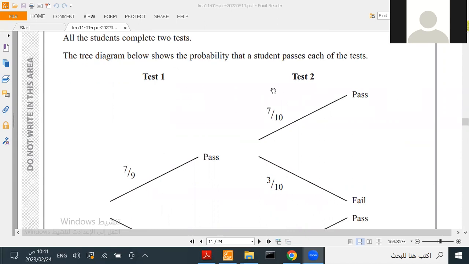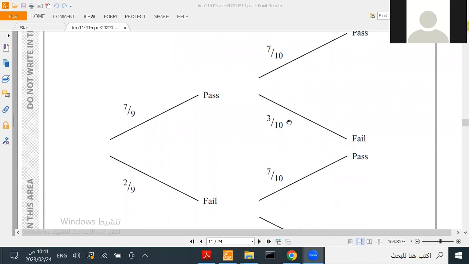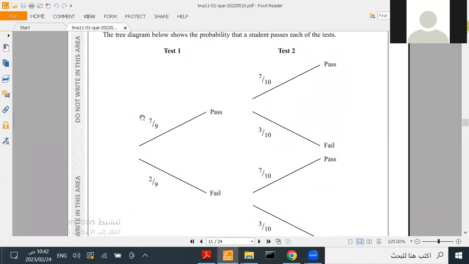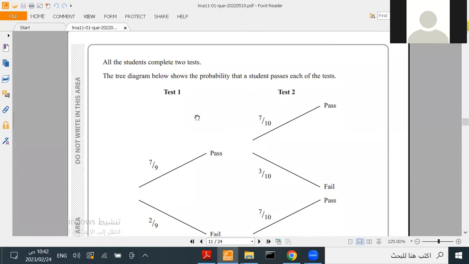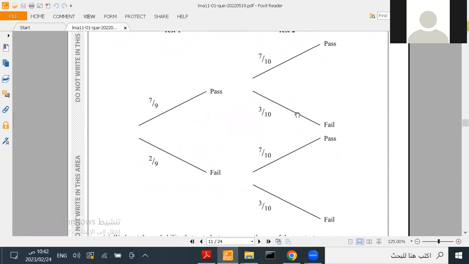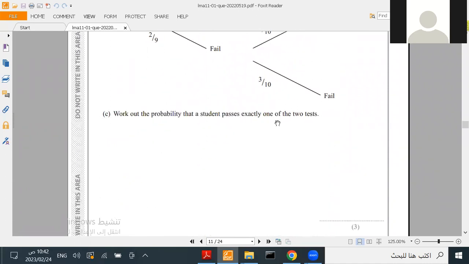I have test 1 and test 2. Okay, and I have the probabilities. Let's make them bigger. Like this. Yes, you can see them. Test 1, test 2. The tree diagram below shows the probability that a student passes each of the tests. Okay, good. Pass, test 1, test 2. These are the probabilities.